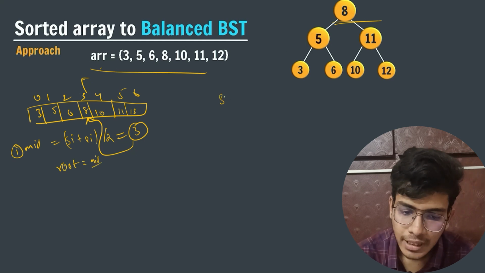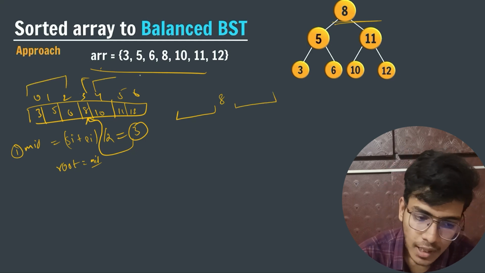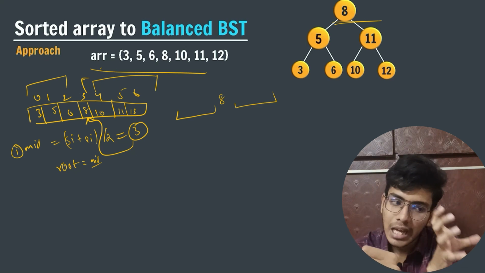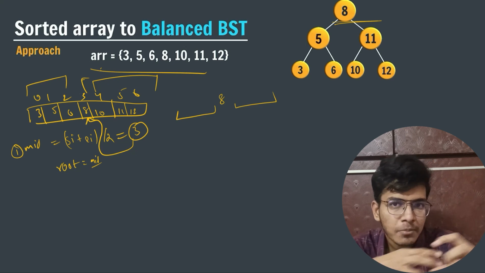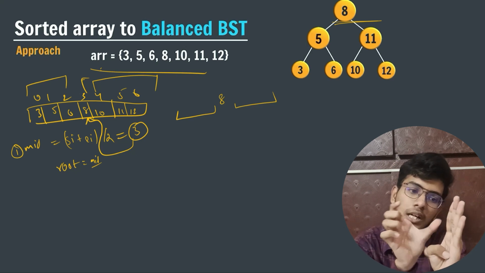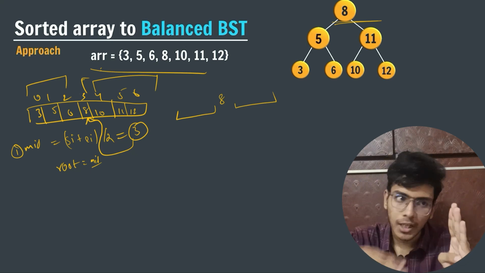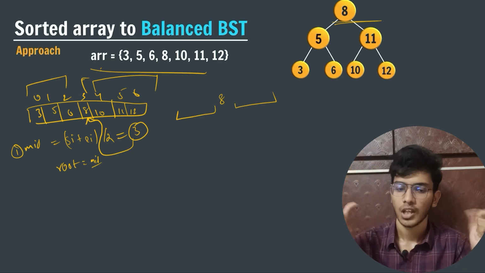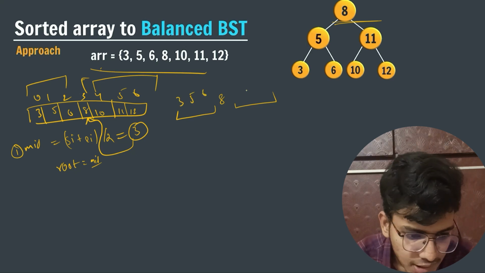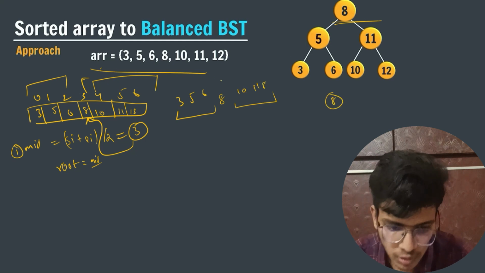Now 8 is my middle element, and it has some left part and some right part. Whatever elements are present on the left part will become part of my left subtree, and whatever elements are present on the right part of my middle element will become the right part of my BST. So this is my tree: 3, 5, 6, 10, 11, 12, and my root node is 8.